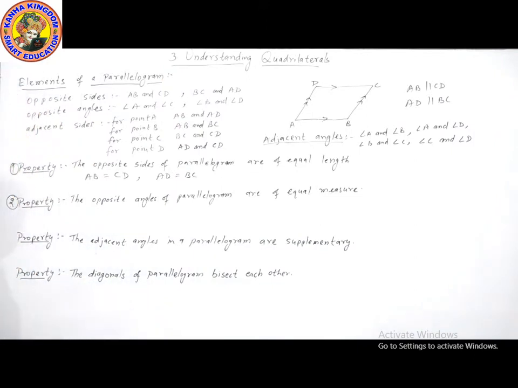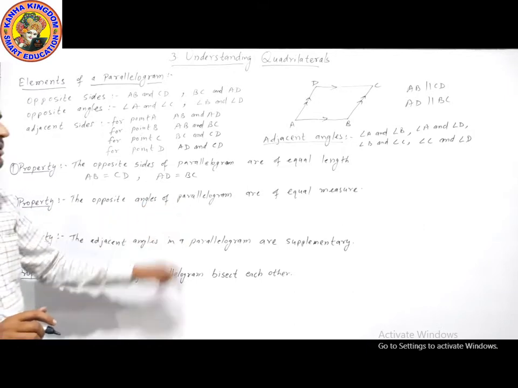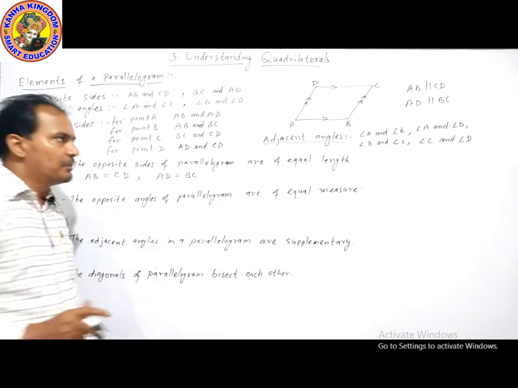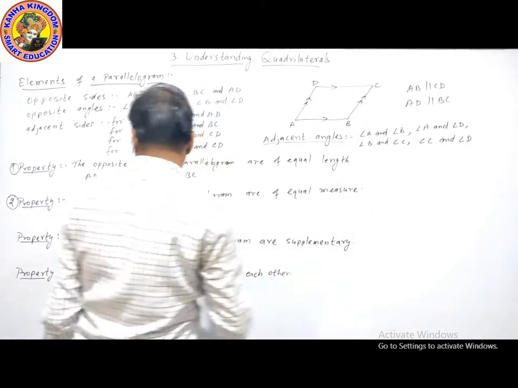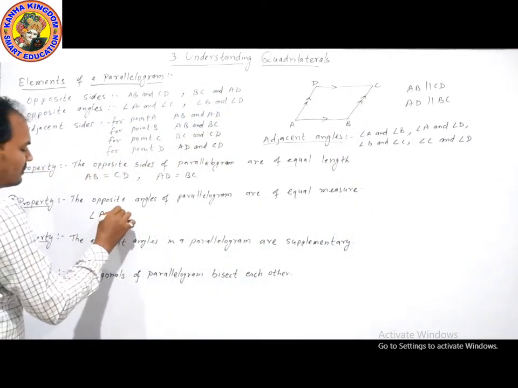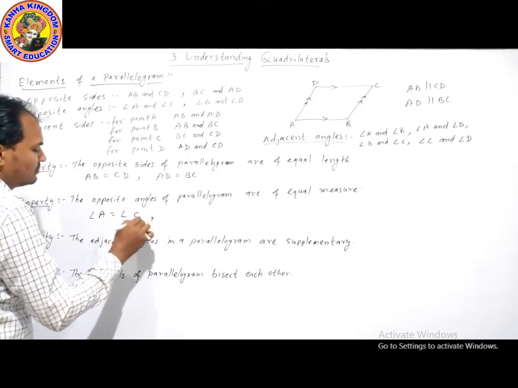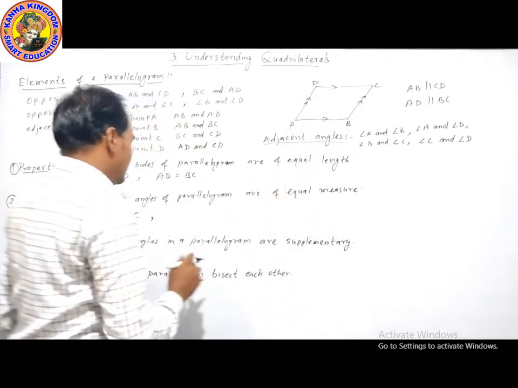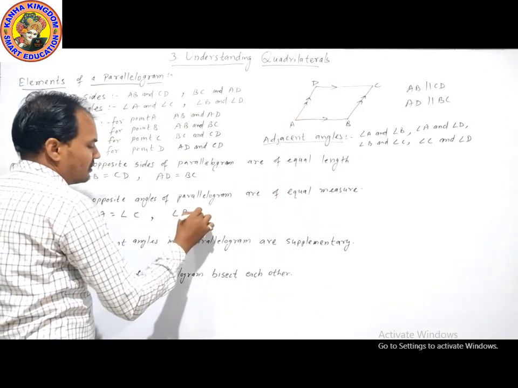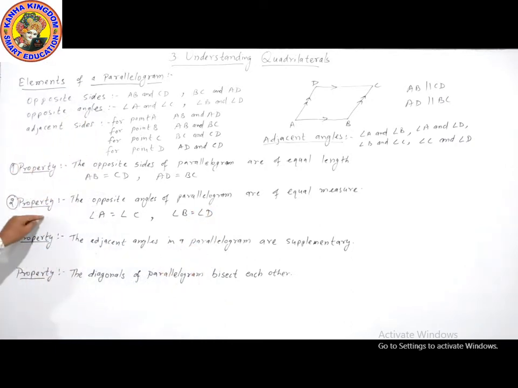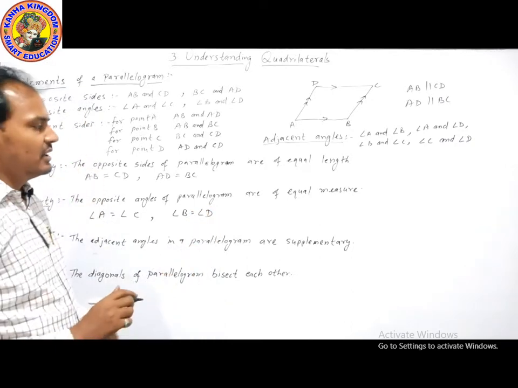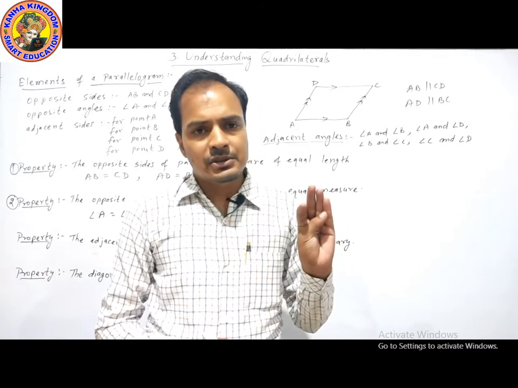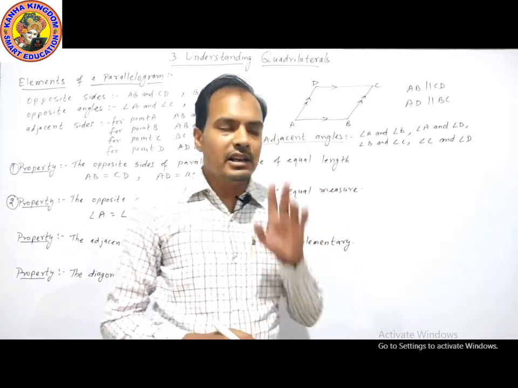Second property: the opposite angles of a parallelogram are of equal measure. Opposite angles A and C, angle A equal to angle C. B and D, these are opposite. Angle B equal to angle D. So the second property is opposite angles are equal. Now opposite sides are parallel, opposite sides are equal, opposite angles are equal.